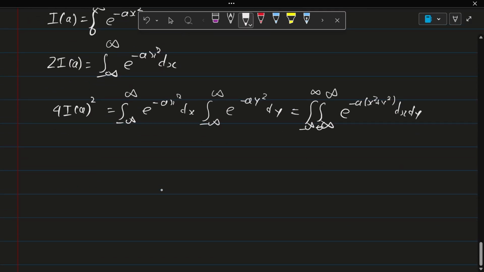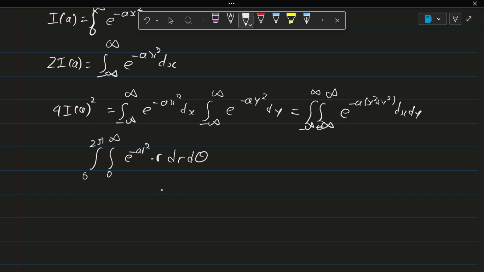Now we could use a change of variables. Let's turn this into polar coordinates. So your integral is going to be dr d theta. It's going to be e to the power of negative a r squared, multiplied by r, the Jacobian. And what about our boundaries? Well, for the radius, it's going to be from 0 to infinity, so it's pretty much the whole plane. And then your theta is sweeping out the entire field, so it's from 0 to 2 pi.